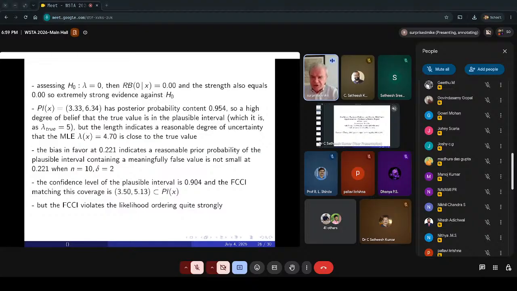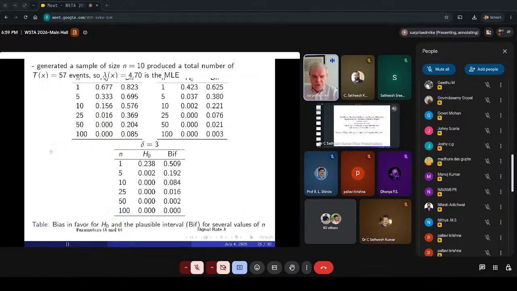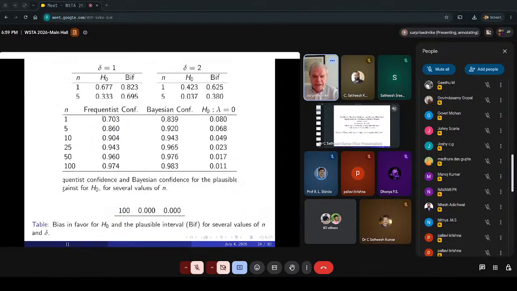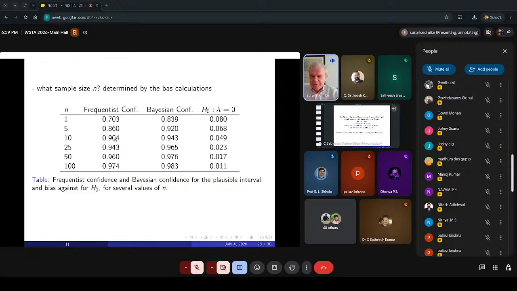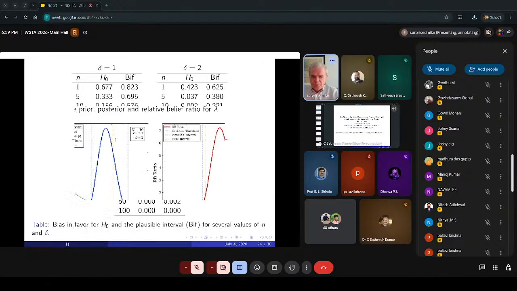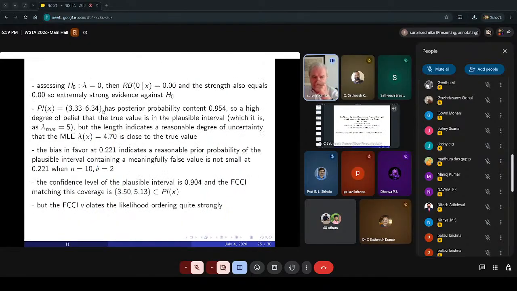There's strong evidence against the null hypothesis, as you would expect. The plausible region is this plausible interval, and its posterior content is 0.94. And this is based on a sample of size 10. So we know from a sample of size 10, the confidence is 90%. There's no reason for the posterior probability content and the coverage probabilities to be the same. The posterior content here is bigger, 0.95, and the confidence is basically 90%.